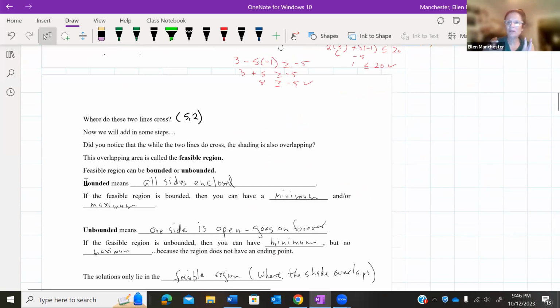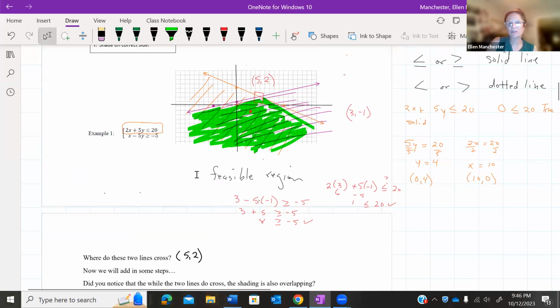Now, the feasible region, again, is where all the overlapping happens. All the shading happens, and it's got to overlap. So that means that if it doesn't overlap, then there's no feasible region. There are two different types of feasible regions. One is called bounded and one is called unbounded. With the graph that we just did, this is considered an unbounded feasible region. And the reason is because that shading will continue down. It doesn't stop. There are no boundaries there. So it's unbounded.